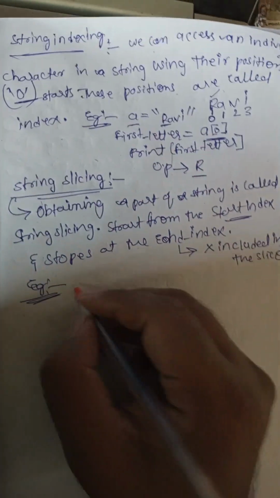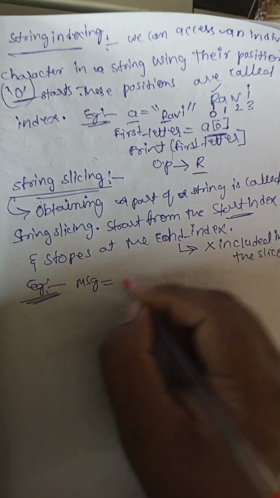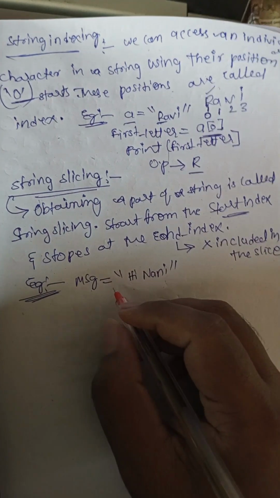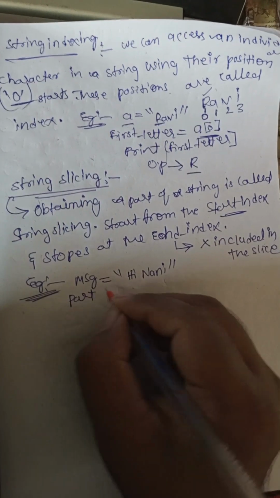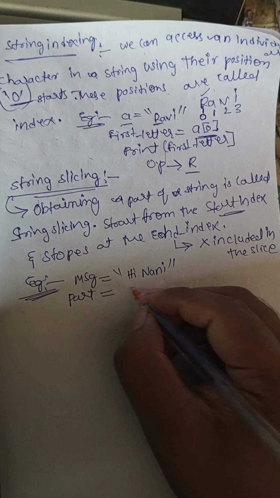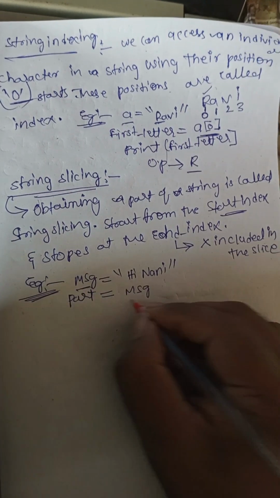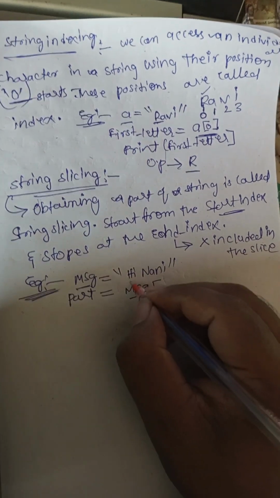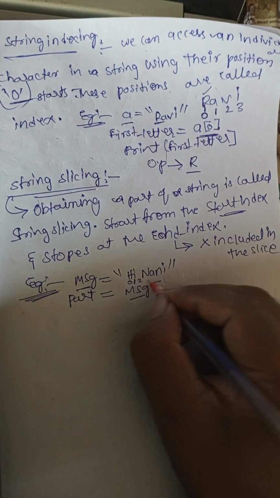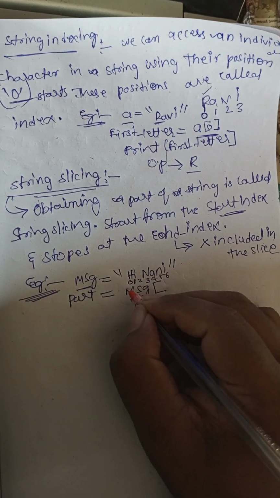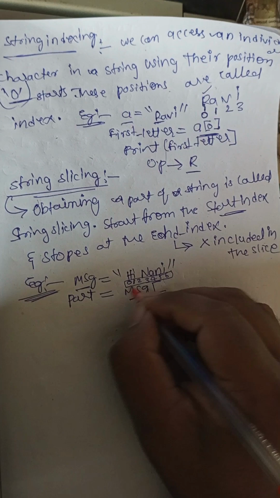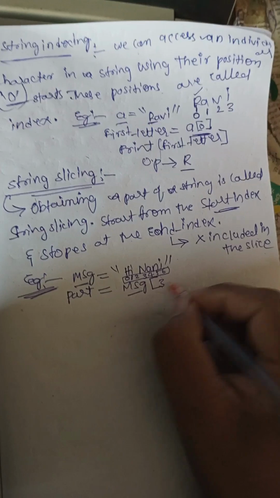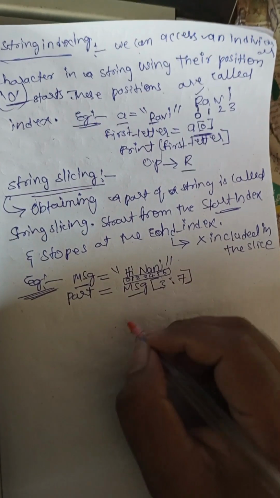So here I am taking one message, Hi Nani. I want some part of this string. In this message, for hi, the positions are 0, 1, space 2, 3, 4, 5, 6. These are the positions of Hi Nani. Okay. Then I am taking 3:7.